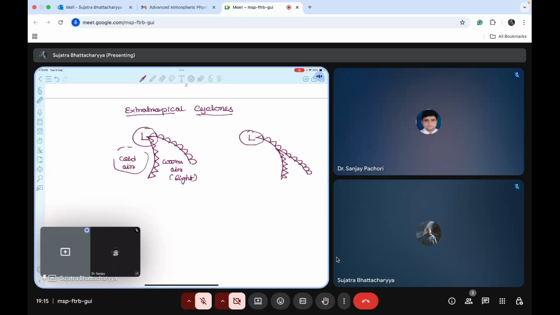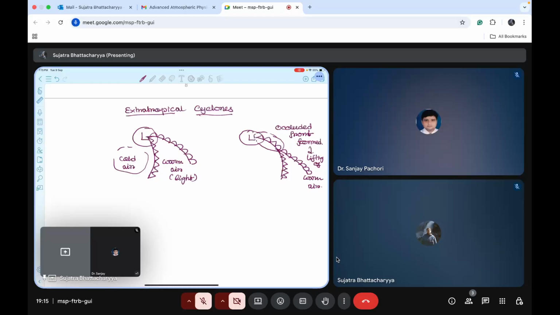While doing this frontal lifting, an occluded front is formed, due to the lifting of warm air. And this is how the system develops. So you can understand that warm moist air, if it is lifted, becomes cooler and condensed, and cloud formation takes place and rainfall happens.